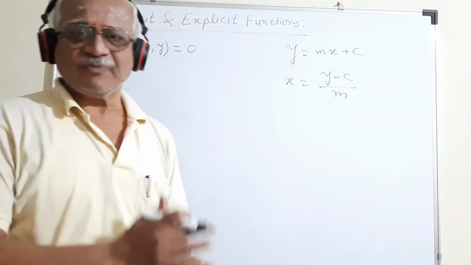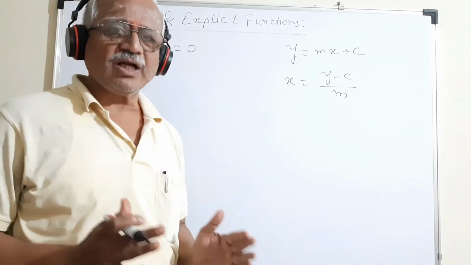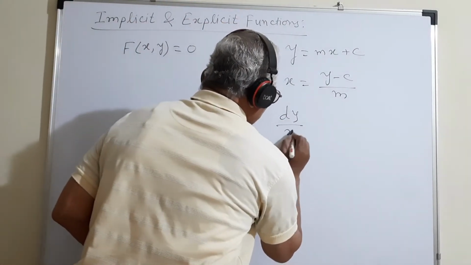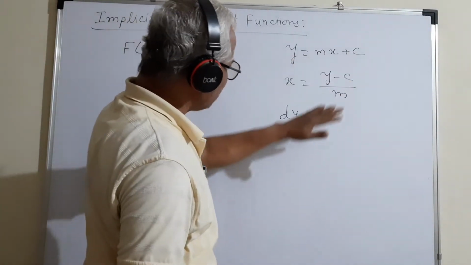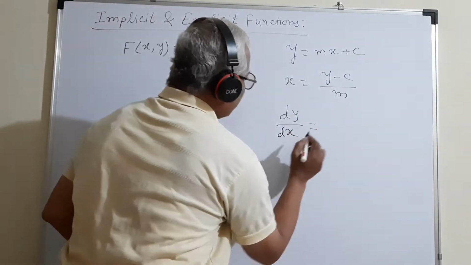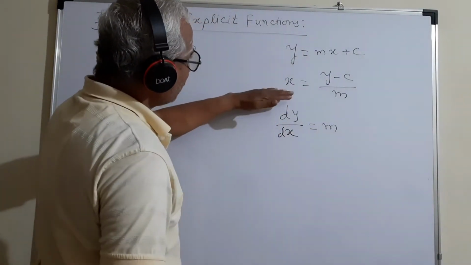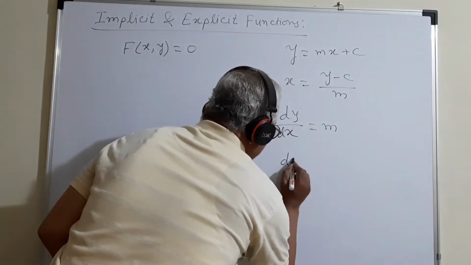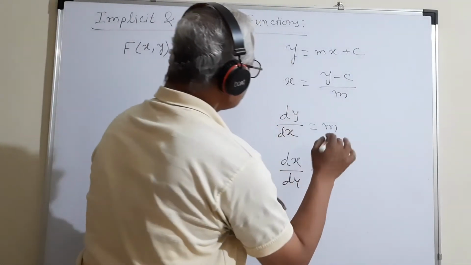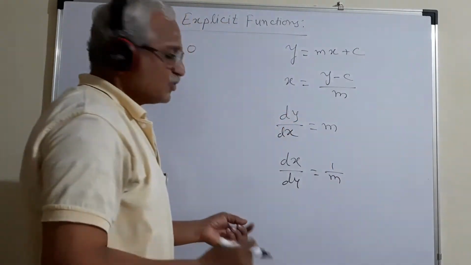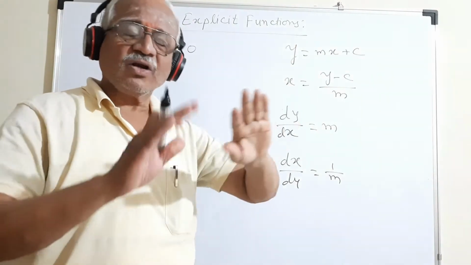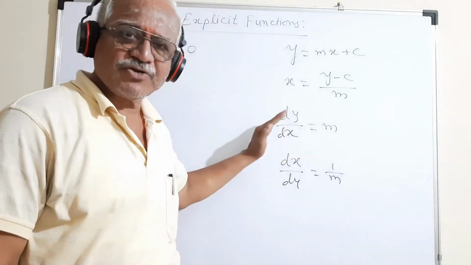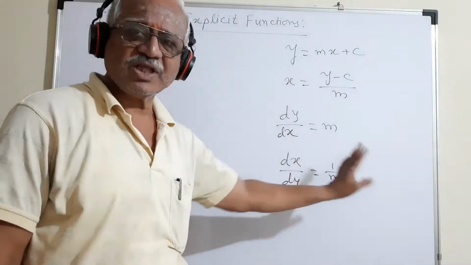And in case of explicit functions, it is very easy to determine the value of dy by dx. We can differentiate y with respect to x. If we differentiate this expression y equal to mx plus c with respect to x, we get dy by dx equal to m, or else we can differentiate x equal to y minus c upon m with respect to y to obtain dx by dy, and dx by dy will be equal to 1 upon m. So in case of such simple or explicit functions, it is very easy for us to obtain dy by dx, the differentiation of y with respect to x, or the differentiation of x with respect to y.